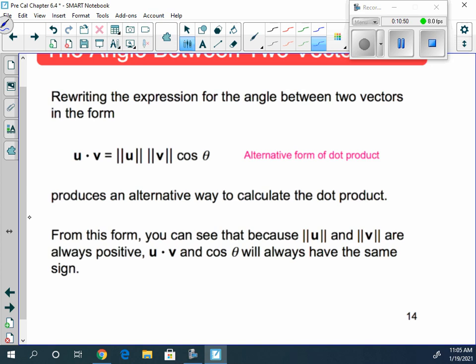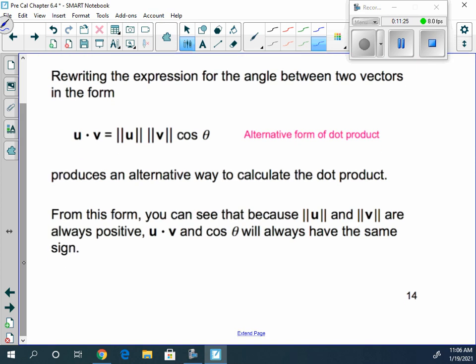From this, you can see that because the magnitude of u times the magnitude of v are always positive, u dot v and cosine of theta will always have the same sign. Because, again, magnitudes have to be positive. Cosine between 0 and 180 is always going to be positive. So if it's in the top coordinates, u dot v has to be positive, as well as the other direction. Yeah, it will always be positive. Because mainly that's what we're looking at.